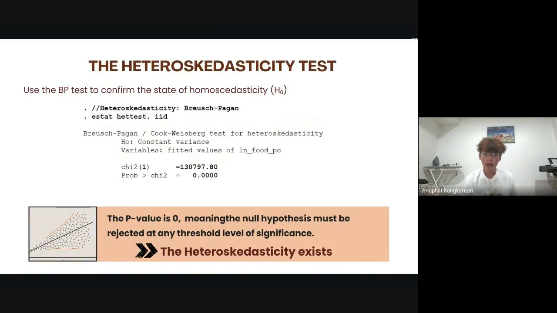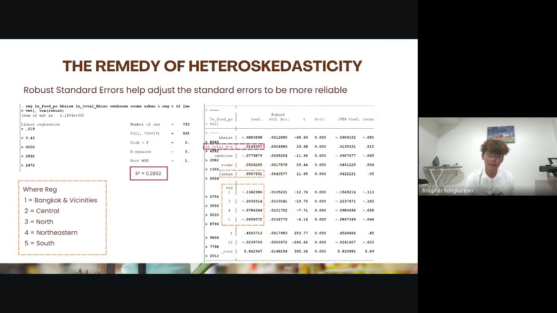Next slide, please. For the heteroscedasticity test, we use the Breusch-Pagan test. Here, the p-value that Zetas returns is zero, meaning that we reject the null hypothesis at any threshold level of significance. So we can confirm that heteroscedasticity exists here. Next slide, please. To solve it, we're going to use robust standard errors because they help adjust the standard errors to be more reliable. And this is our key results.